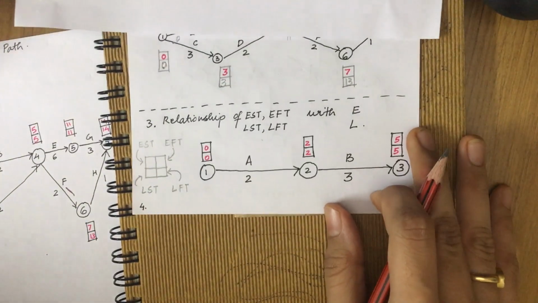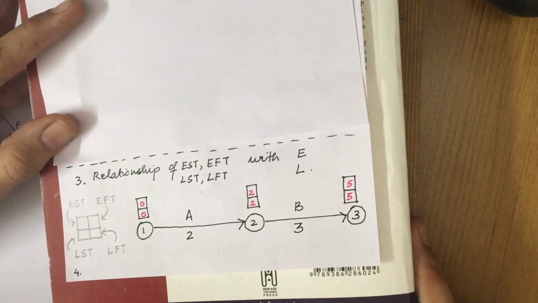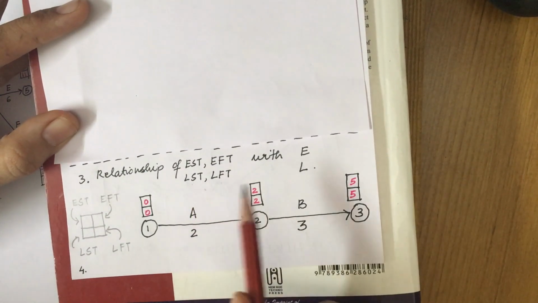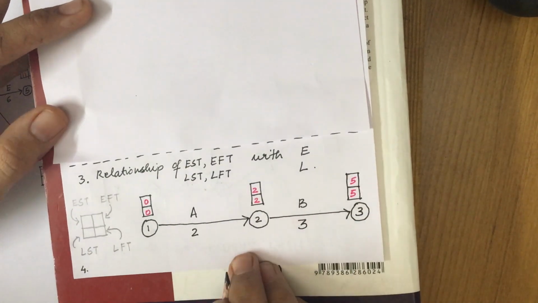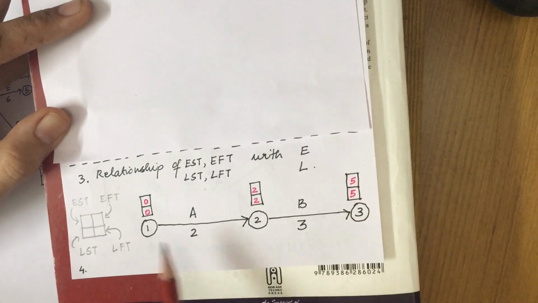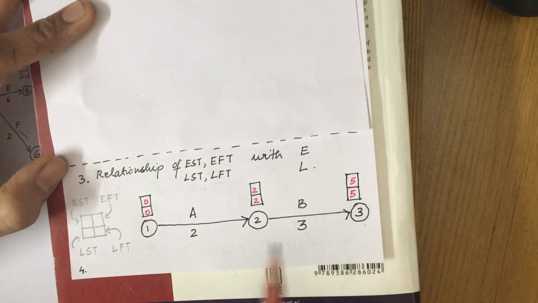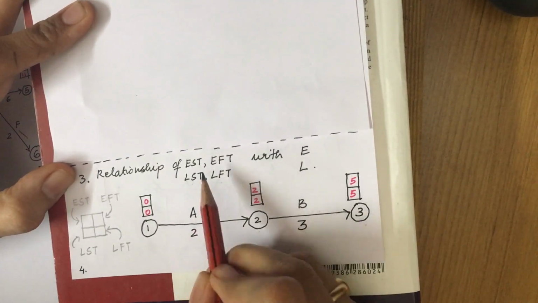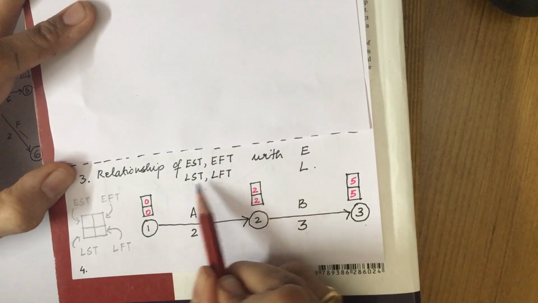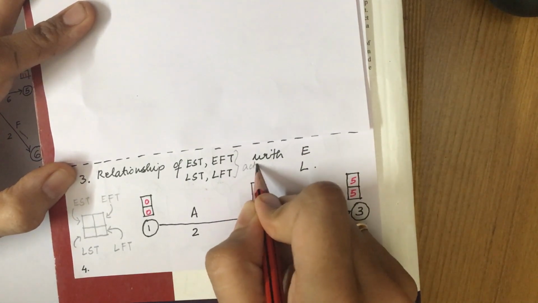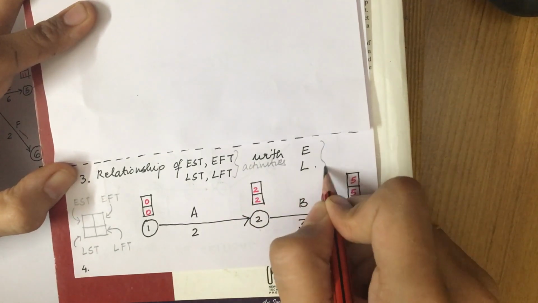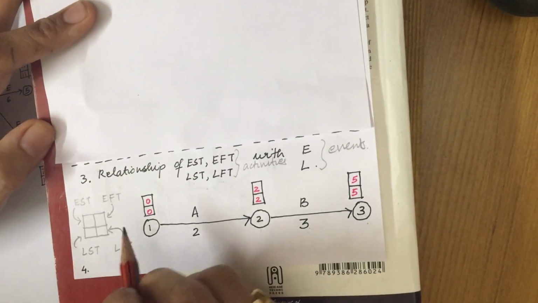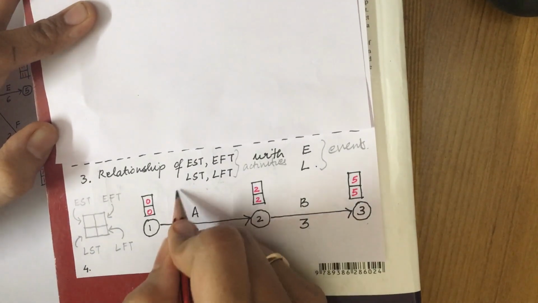Now we will see the relationship of EST, EFT, LST, LFT with E and L. So we have calculated E and L for each of these events. Now EST is the earliest start time for any activity. EST, EFT, LST, LFT are associated with activities, while E and L are associated with events. So now I am representing EST, EFT, LST, LFT in this way.